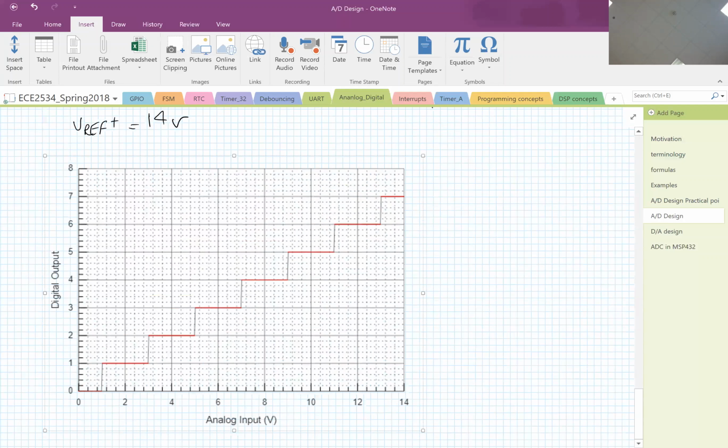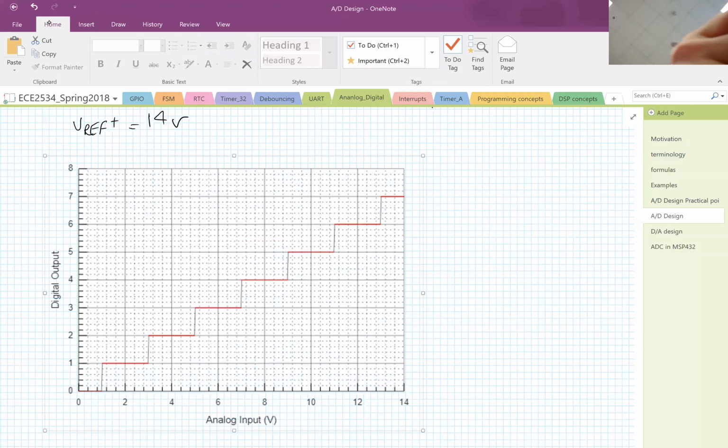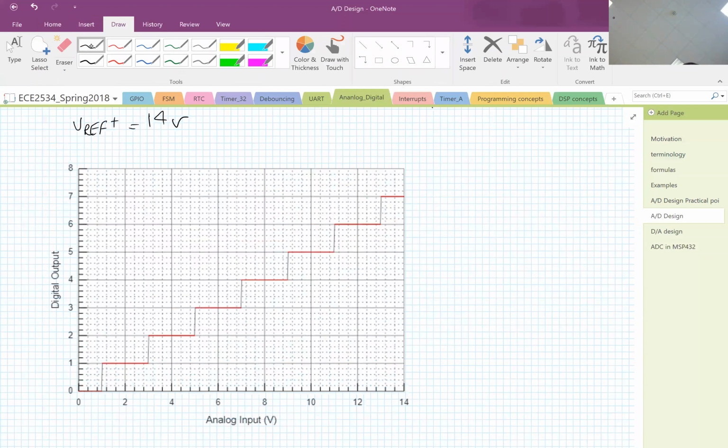Now, very easy. Let's say that I want to convert this value, no, not that value. Let's say that I want to convert this value, which is 10.25, this is 10, this is 11, this is 10 and a half. So if my V analog is 10 and a half, then what is my digital value? Well, all you have to do is look here. What is it? 5.